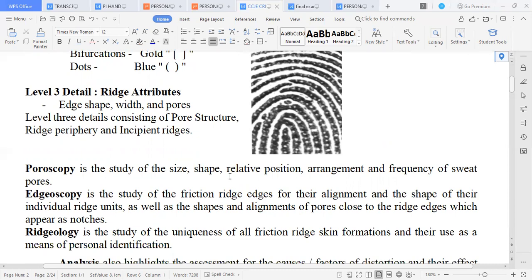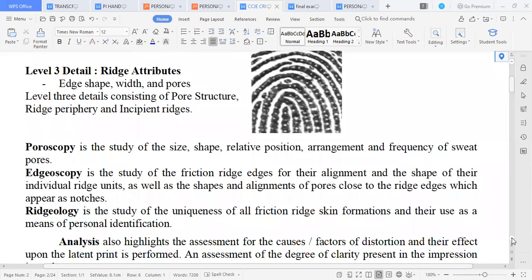Edgeoscopy, your clue in here is the word edges, okay? So it would take a look at the alignment and the shape of their individual ridge units. Ridgeology is also emphasized, which tells us the uniqueness of all friction ridge skin formations. So meaning in fingerprints, we have to consider the principle of individuality, known as variation or uniqueness. So we have to instill in mind that fingerprints are unique from each other.